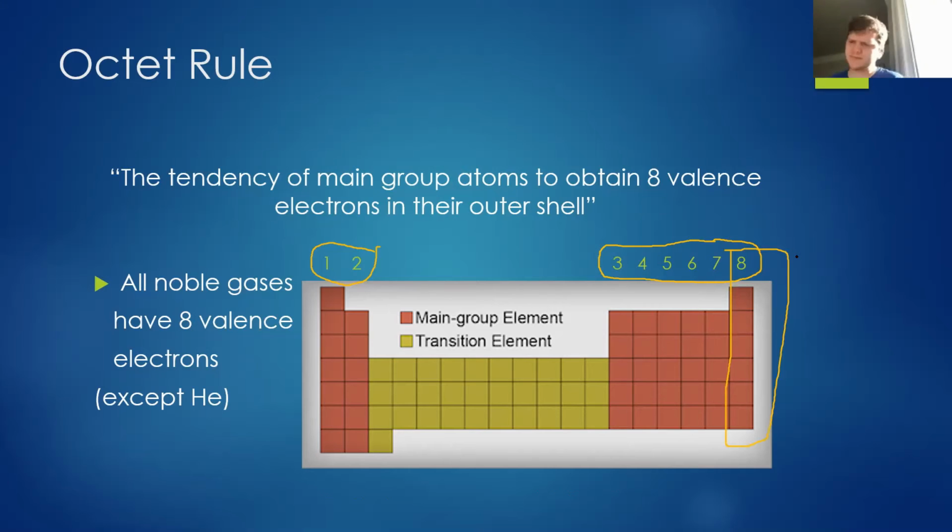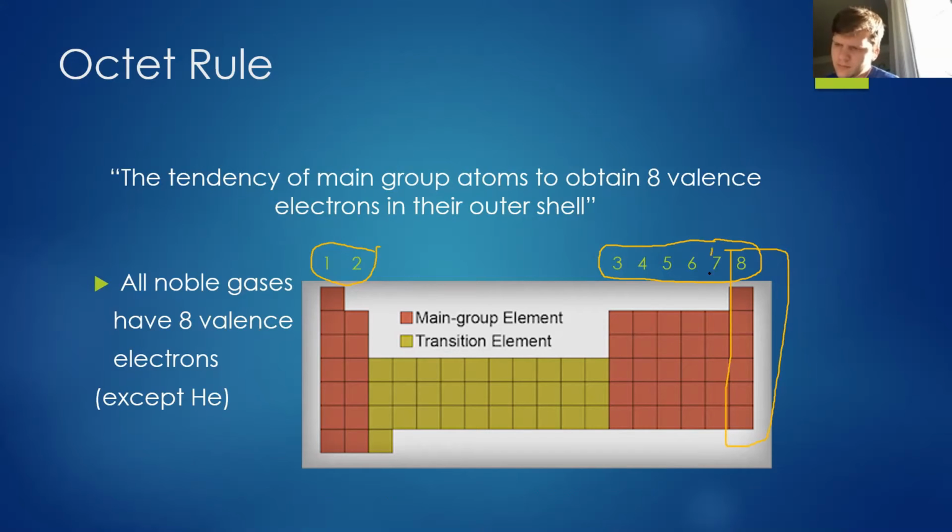He only has 2. But that's why the noble gases are inert. That's why they're not reactive. It's because they have a full octet. They have 8 electrons in their outer shell. They're happy, they're stable. Everybody else, though, doesn't, right?